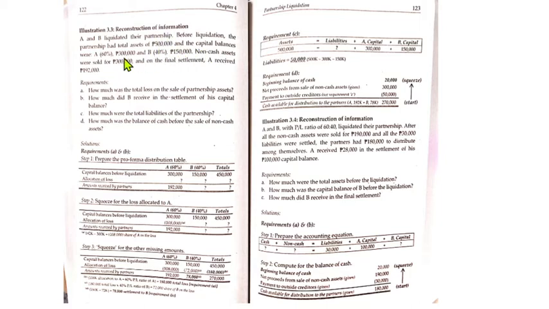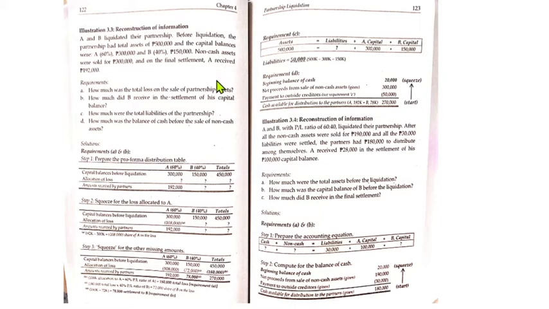The capital balance, okay. The non-cash assets ay nabenta daw ng 300,000. Okay. So, given na ang net cash proceeds na 300,000. Ang hindi given is the carrying amount of the asset. So, paano natin? Tingnan mo pa yung ibang data. On the final settlement, A received 192,000.